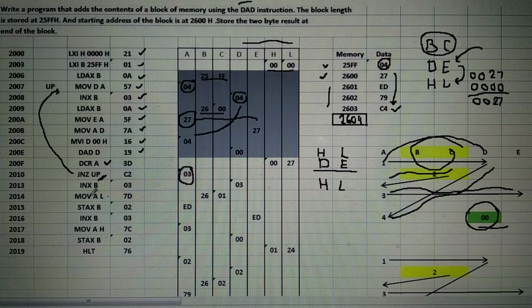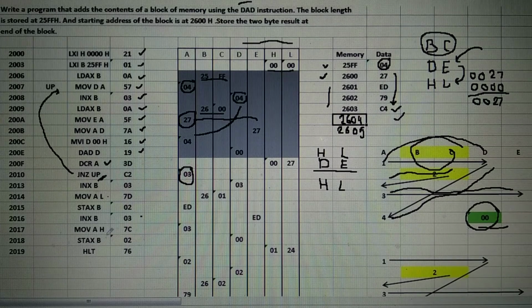L is brought to the accumulator and the result from that accumulator is stored to this memory location. Again INX B, it becomes 2605. Whatever the number is there in the H register, it is brought to the accumulator and that accumulator is stored at 2605. Thus we get the addition in consecutive memory locations 2604 and 2605.